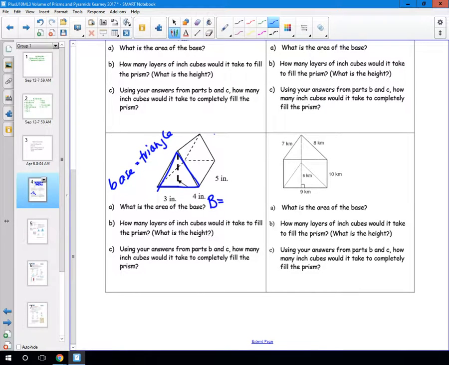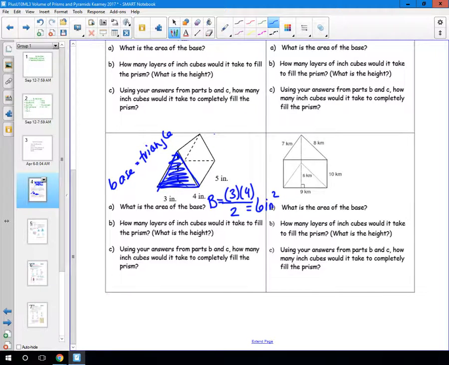We're gonna do base times height divided by 2. So my base is 3. My height of that triangle is 4. Divided by 2, so 3 times 4, which is 12, divided by 2 is 6 inches squared. Okay, so I filled in that first layer. I found the big B.